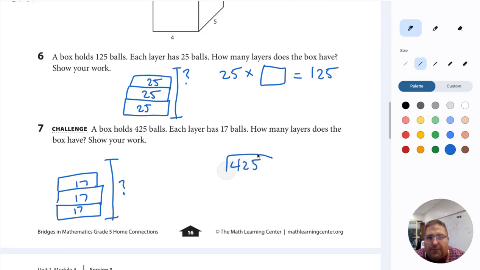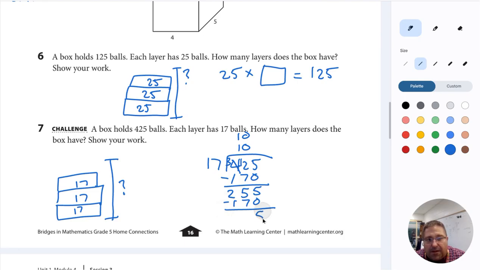425 divided by 17. Well, let's take 10 if we can. 10 times 17 is 170. So if we have 10 layers, that's 170 balls. And then we can see how many we have left. So we got 5, we'll regroup here. 12 minus 7 is 5, and then 3 minus 1 is 2. So 17 in each layer times 10 layers, that's 170 baseballs we just took away. We still have 255. Well, we can do another group of 10, right? Another 170.